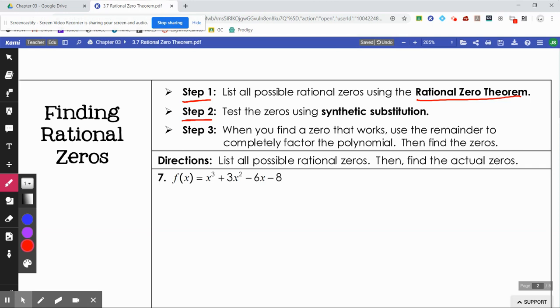The same way we've done before. We're going to look for zeros pretty much by plugging them in until we find one that gives us 0. So we're going to search for those zeros. Step number 3, when you find a zero that works, use the remainder. And instead of a remainder, that should say use maybe the leftovers of the function to completely factor the polynomial, then find the zeros. So here we go.